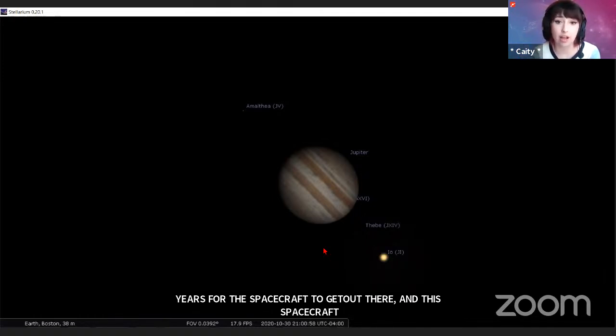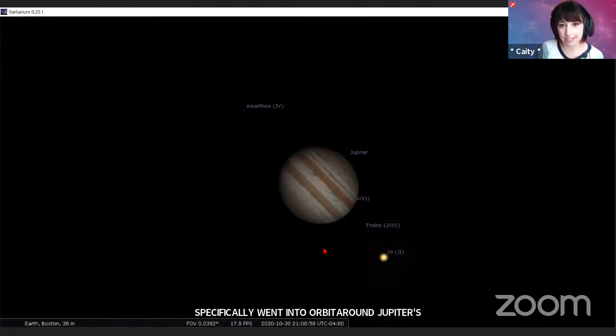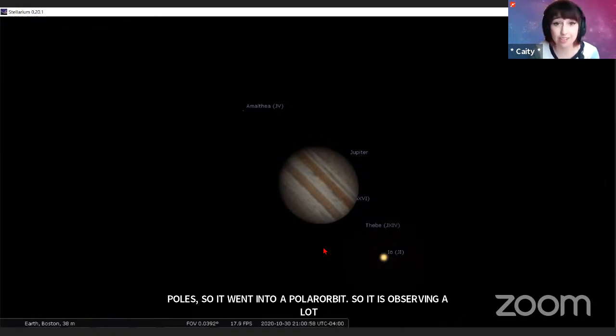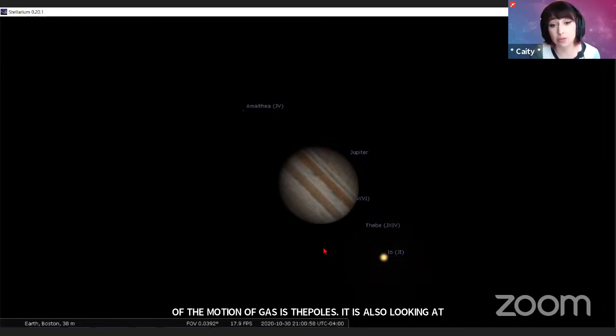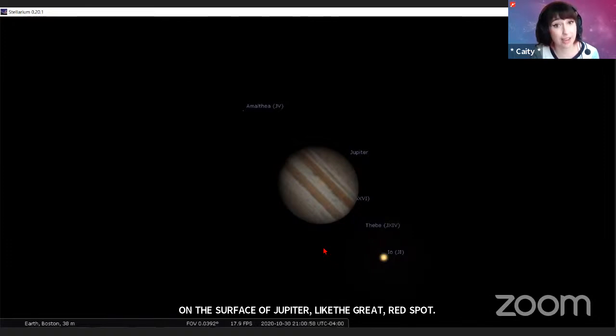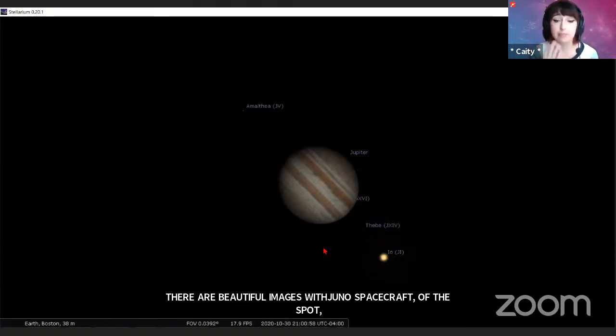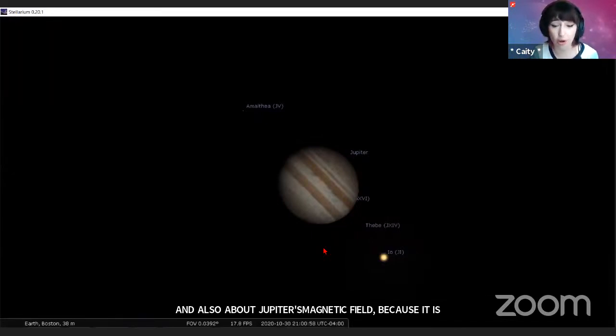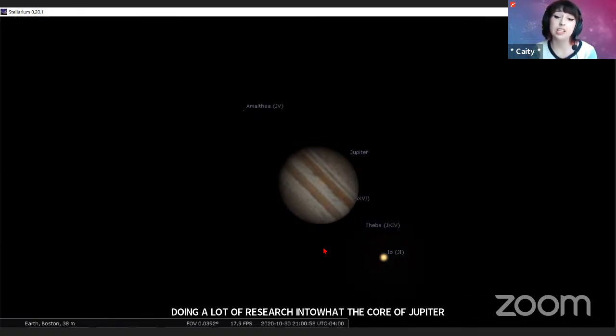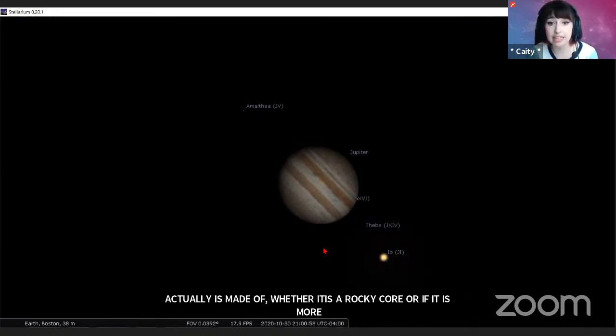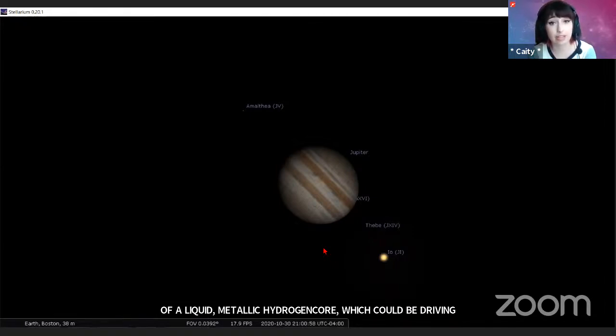So it's observing a lot of the motion of gases around the poles. It's also looking at wind speeds, which includes storms on the surface of Jupiter, like the Great Red Spot. There are some really beautiful images that have come from the Juno spacecraft of the spot, and also about Jupiter's magnetic field, because it's doing a lot of research into what the core of Jupiter is actually made of, whether it's a rocky core or if it's more of a liquid metallic hydrogen core, which could be driving Jupiter's magnetic field. So a lot of what we know about Jupiter is owed to these two spacecraft in particular.